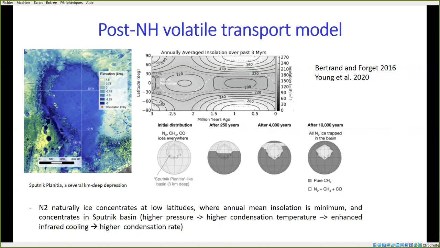But in addition, very important is that we have a depression. And therefore, in the depression, we have a higher pressure. So if we have a higher pressure, we have a higher condensation temperature, and therefore a higher infrared cooling rate, and therefore a higher condensation rate. So a depression at low latitudes is where we expect the nitrogen ice will migrate and accumulate. And indeed, there have been simulations starting with a uniform distribution of all volatile ices, and this simulation quickly converged to the trapping of all of the N2 ice into the basin.